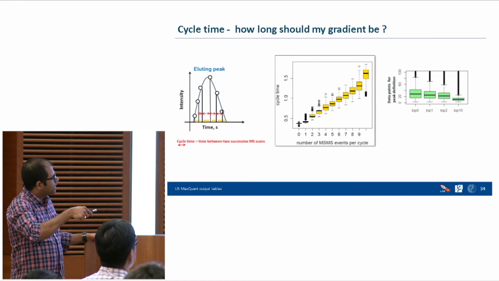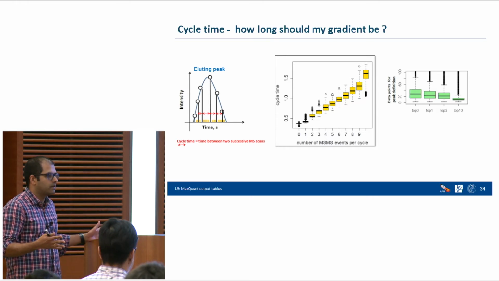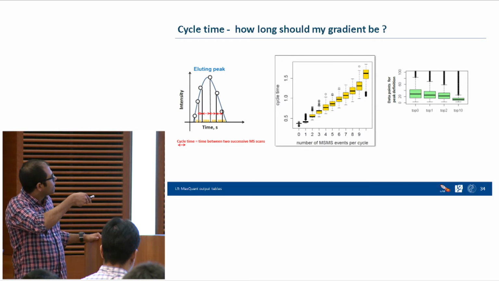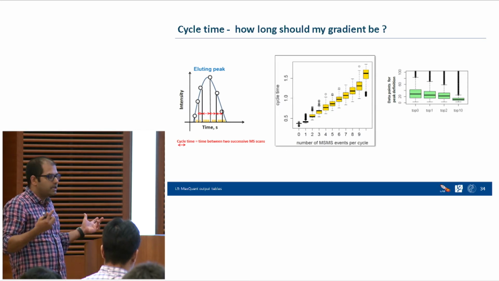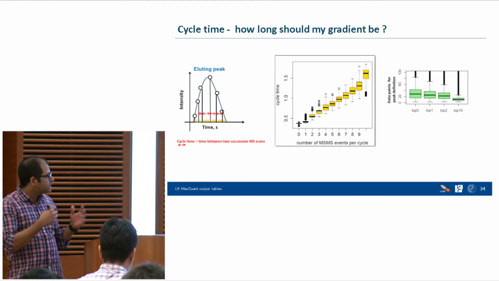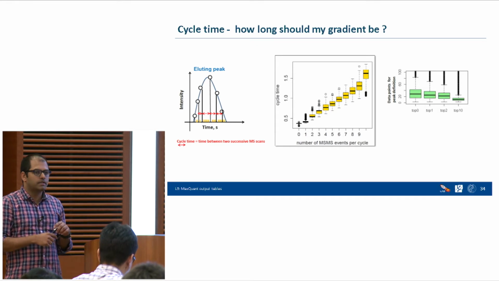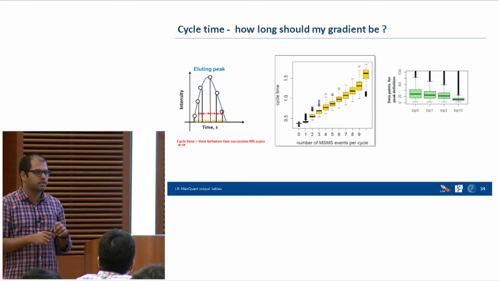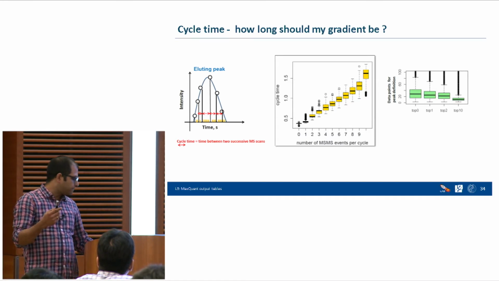And also this is useful, let's say you were running 60-minute gradients and now you want to go to 20-minute gradients. Then we have to really rethink, are we still going to do a 1 second cycle time? Maybe we will get 3 data points instead of 6 data points or 20 data points. So all this information can be used to decide whether the method is correct, or whether it probably needs a change in the gradient length or the number of MSMS scans that we do.